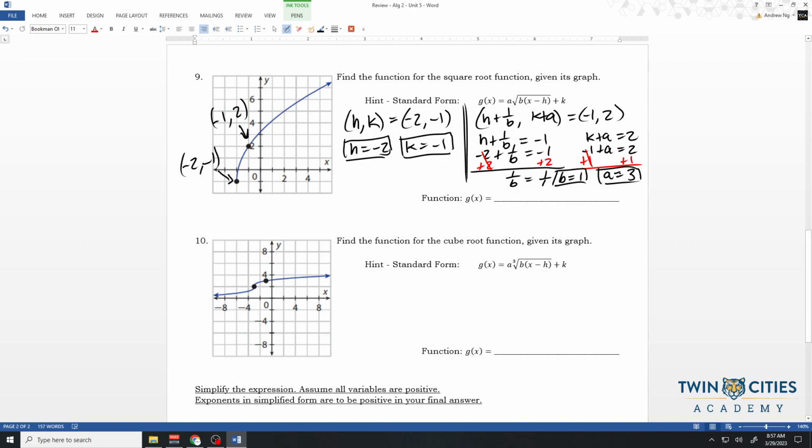Once I find a, b, h, and k, I can go ahead and plug them into the standard form here. G of x is equal to 3 times the square root of b is 1, quantity x minus negative 2, so x plus 2. And then at the very end, plus negative 1, or just say minus 1.